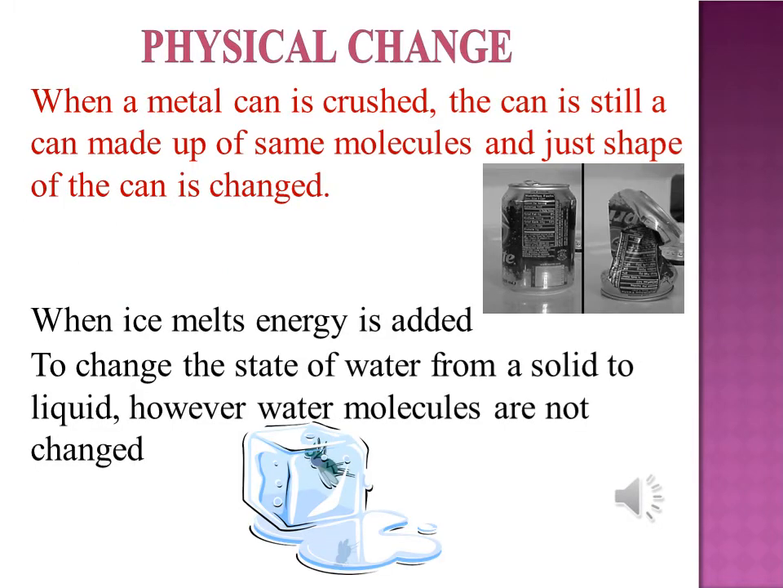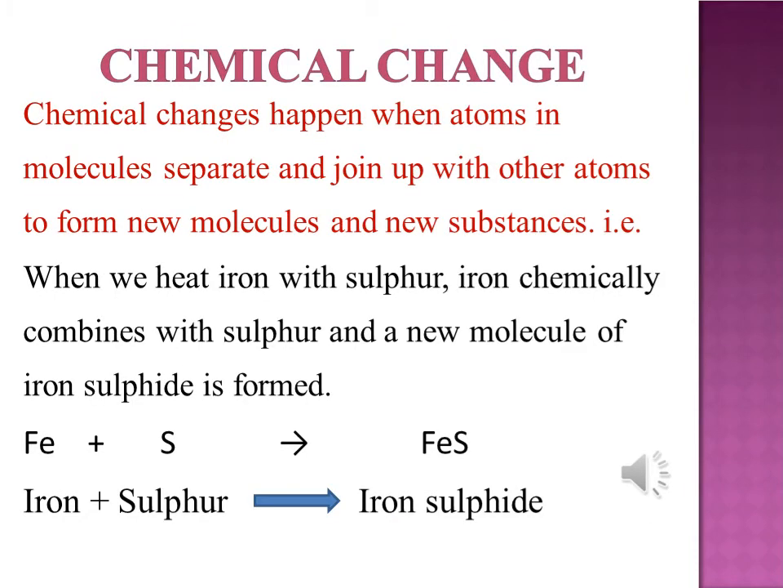Dear students, we are going to discuss examples of physical changes. 1. When a metal can is crushed, the can is still a can made up of same molecules and just the shape of the can is changed. 2. When ice melts, energy is added to change the state of water from a solid to liquid, however water molecules are not changed.